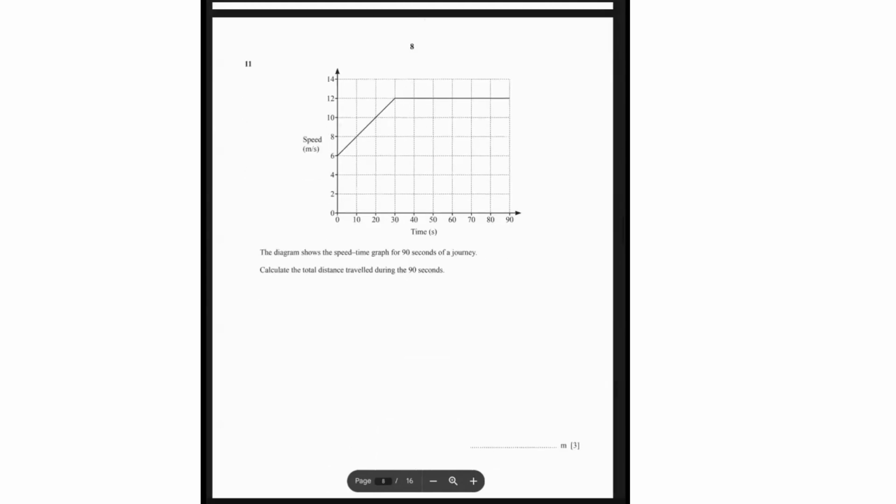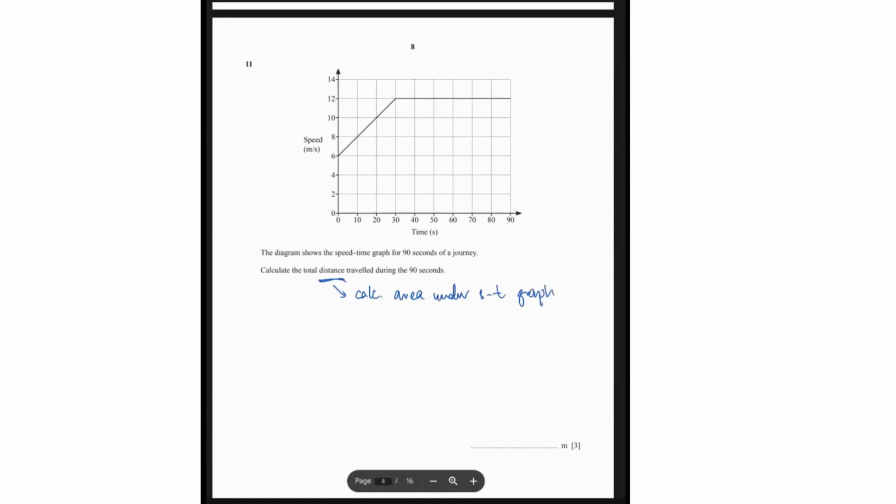Question 11, speed time graph. The diagram shows a speed time graph for 90 seconds of the journey of a car, maybe, whatever. Calculate the total distance traveled in the 90 seconds. The distance you can get by calculating the area under the speed time graph.